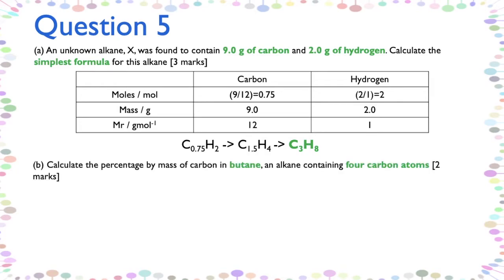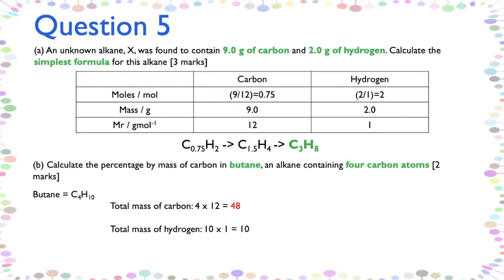For question B, we need to calculate the percentage by mass of carbon in butane. This is an alkane which consists of 4 carbon atoms. So butane is C4H10, and we need to work out the amount of carbon in this. Carbon has a molecular mass of 12, and we have 4 of them. Therefore there's 48 grams per mole mass of carbon. And let's work out the number of hydrogens. We have 10 hydrogens, and that's worth 1 each, so we have 10 grams per mole. Therefore the total of this is 58 grams per mole.